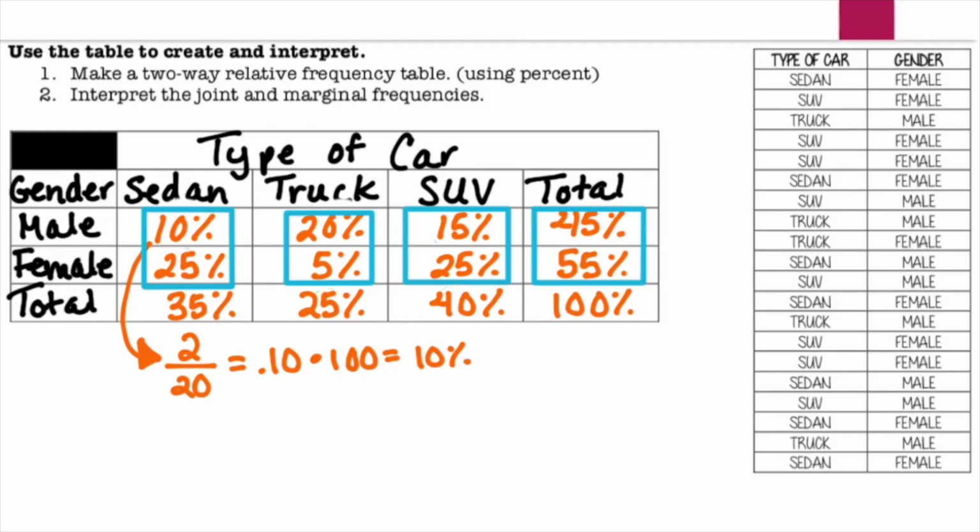So we have to interpret the joint and marginal frequencies. So looking at this data, you can see that SUVs was the most popular as far as 40% people picking SUV, but from the female and male category, it was tied between 25% picking sedan and SUV for female, but the highest category for the male was the truck with 20%.